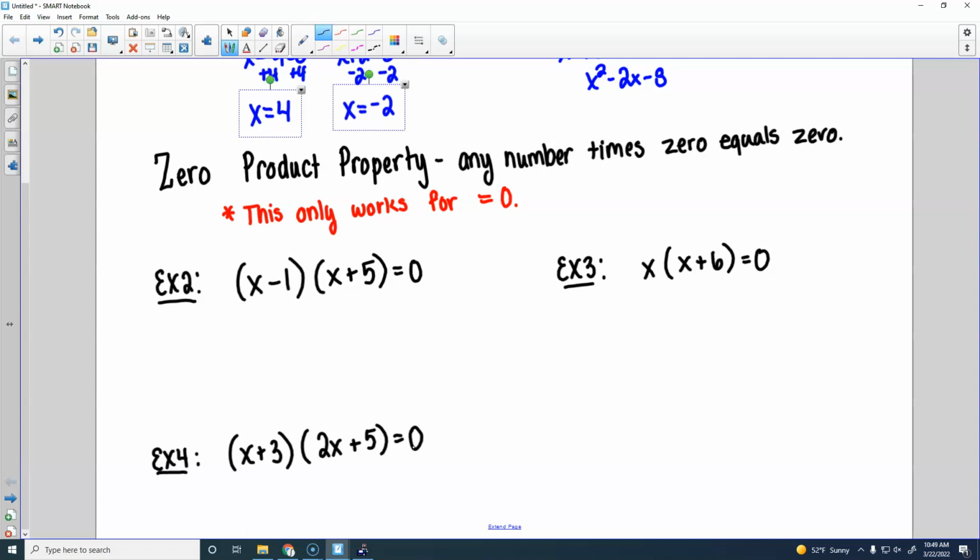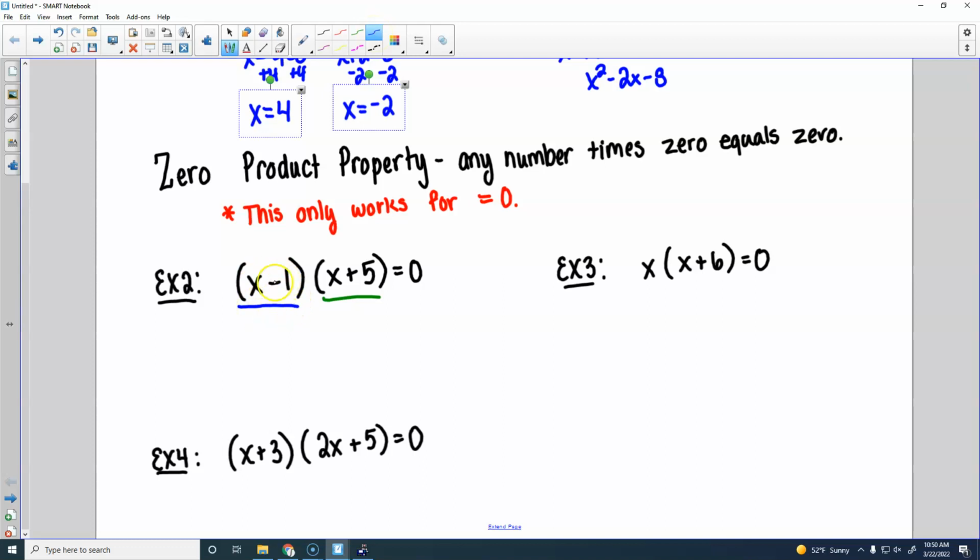Seeing some success on number 2. Seeing partial success on 3 and 4, but not complete success. So let's talk about them a little bit. All right, so what I'm thinking of is if either part here equals 0, then the whole thing is going to equal 0.